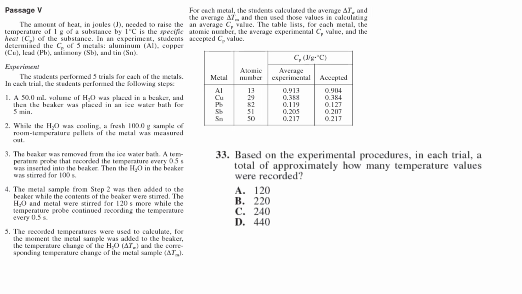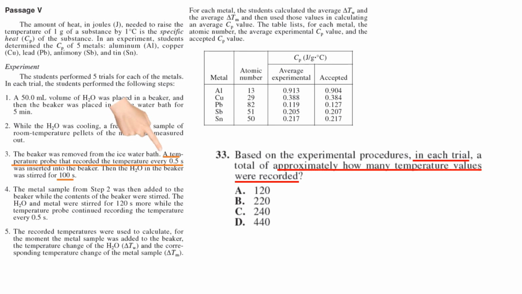Number 33, based on the experimental procedure. So we're using the numbered list. In each trial, a total of approximately how many temperature values were recorded? So I struggled with this one for a minute because I was trying to do each metal, but that's not what it asked. It asked for each trial. So just one time a metal is tested, how many temperature values were recorded.